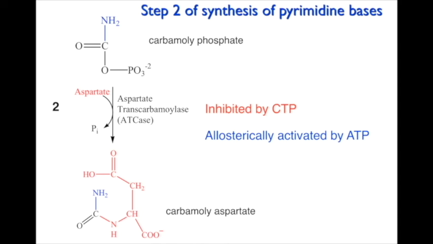And this is step 2 of the pathway, and you only need really to know steps 1 and 2 for this part of the pathway. And this carbamoyl phosphate is converted to carbamoyl aspartate by the addition of aspartate here. So aspartate actually forms part of the ring, and this reaction is inhibited by CTP, which is an end product, and it's allosterically activated by ATP, and that follows a similar logic to what I explained before with step 1.